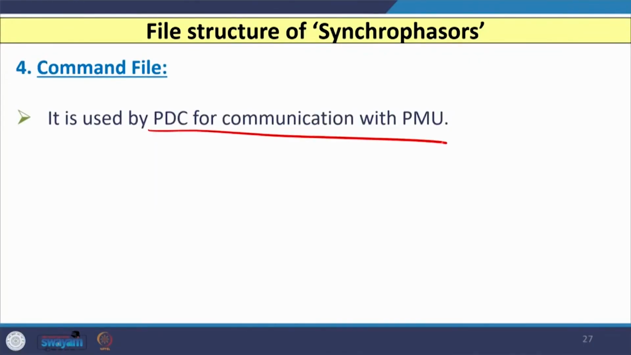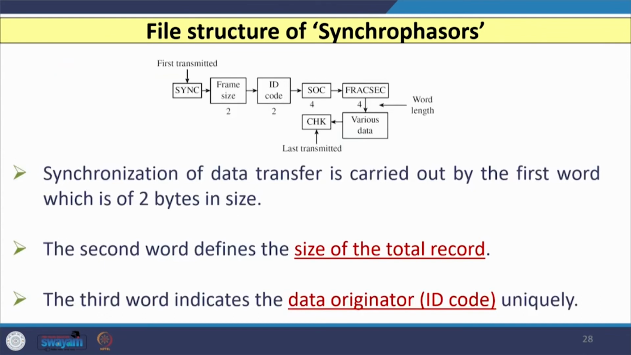And the fourth file, which is known as the command file, is used by the PDC for communication with the phasor measurement units installed at different substations. Now, let us see how the file structure of synchrophasors works and how many bytes are required for each case.